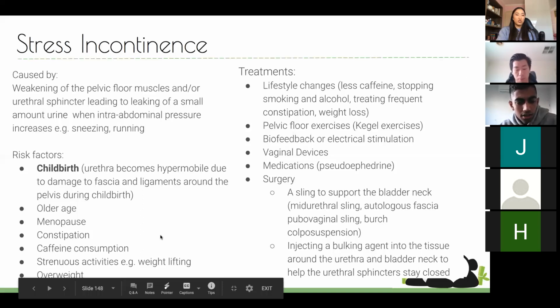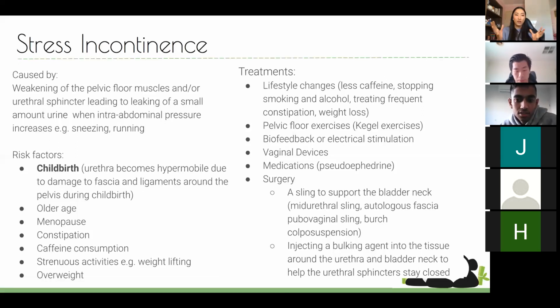Caffeine consumption can cause general incontinence because of suppression of ADH. And then menopause, constipation, and so on. It's all relating to pressure and function of the urinary tract. But the main one you have to know is pregnancy and childbirth.